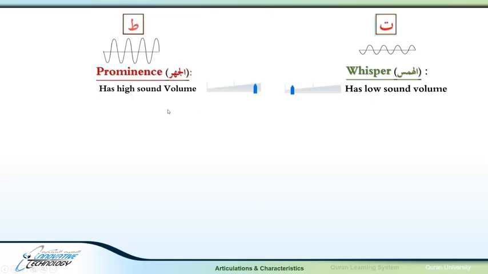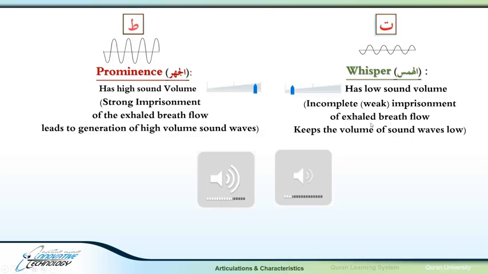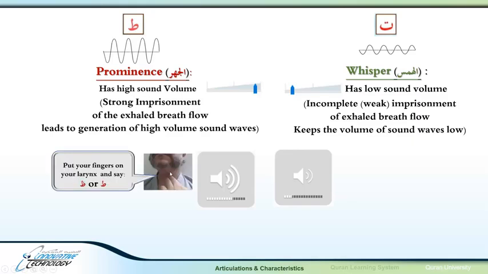Now, the reason for the prominence of the ta is the strong imprisonment of the exhaled air flow, leading to generation of high volume sound waves. While in the ta, the incomplete, which is basically the weak imprisonment of the exhaled breath flow, keeps the volume of the sound low. If we put our fingers on our larynx and say ut, then we can feel the vibration of the sound cord transferred towards our fingers on the surface of the skin, and that's due to the high volume of the oscillation.